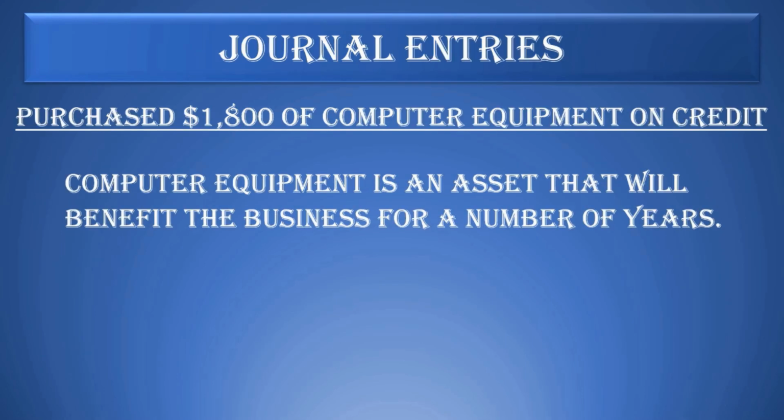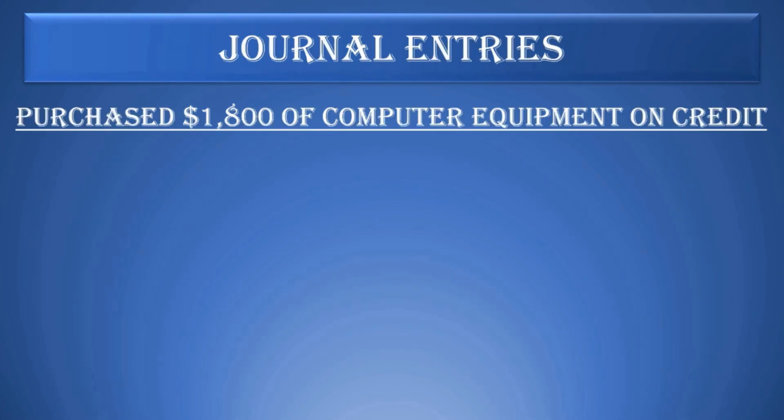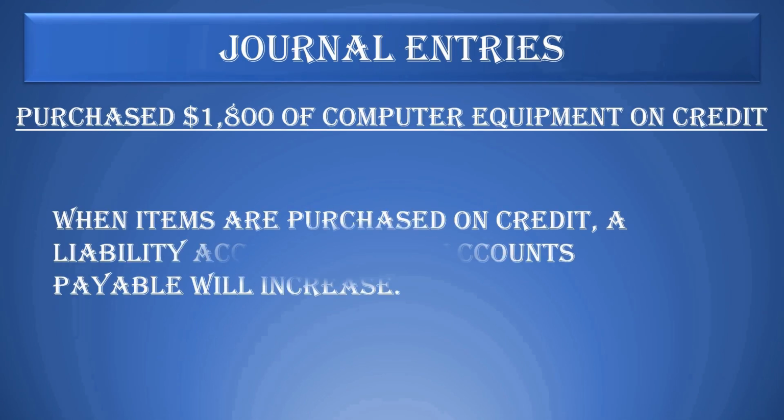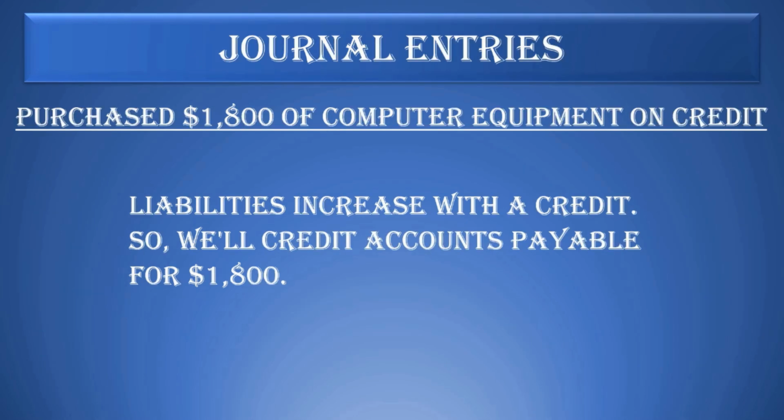However, if it's expected to benefit the business for a number of years, then it's an asset. Computer equipment is not something that is expected to get completely used up within the next year. As such, it's not an expense. It's an asset that will benefit our business for a number of years. Assets increase with a debit. So we'll debit computer equipment for $1,800. Keep in mind that we didn't pay for this purchase with cash. Rather, we bought this on credit with terms of 30 days. When you purchase items on credit, a liability account called accounts payable will increase. Liabilities increase with a credit, so we'll credit accounts payable for $1,800.